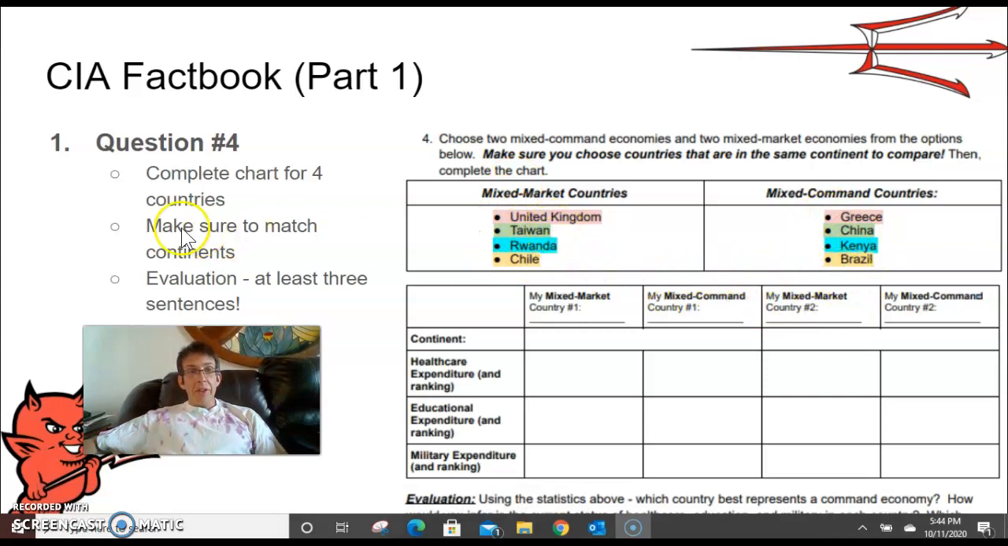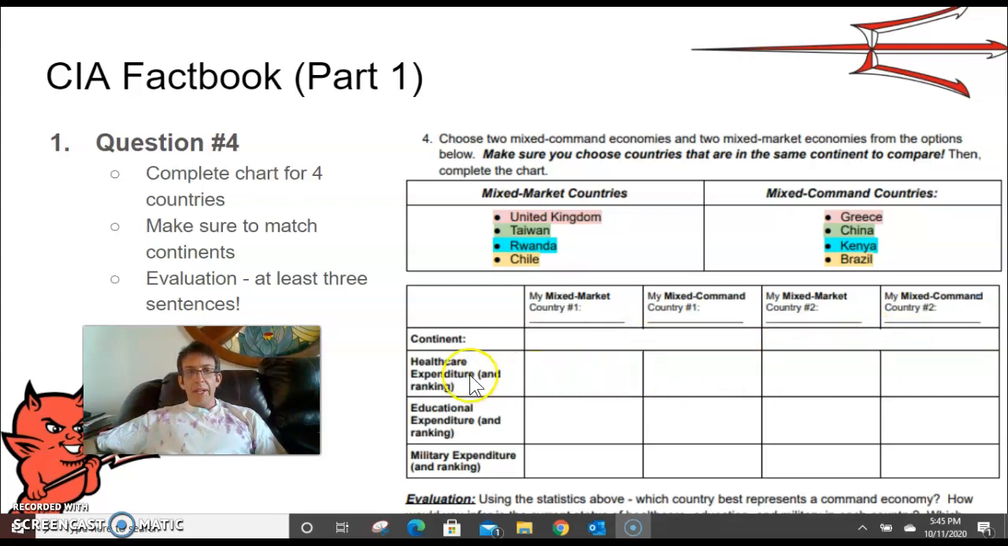Remember that you need to match up the continents. So if you do United Kingdom, you need to do Greece. If you do Rwanda, you need to do Kenya. If you do Brazil, you need to do Chile, and if you do China, you need to do Taiwan. So you're going to put your countries right there, make sure that those two countries are from the same continent, and then same thing with these two countries over here.